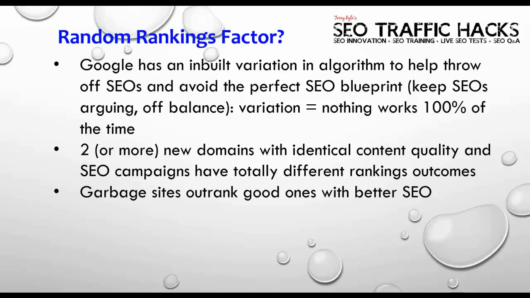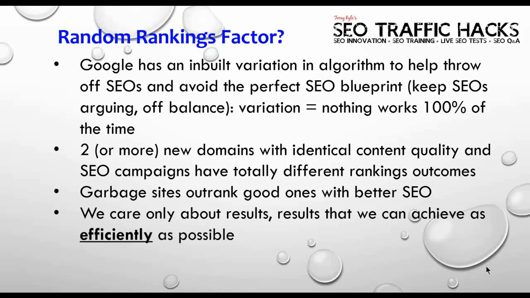I mean, can you imagine the trouble Google would be in if, for example, you listening to this call today were able to fine-tune the perfect blueprint that worked 100% of the time? Within a week or month or 3 months or 6 months, you'd build thousands of websites and basically take over the internet, one person with that blueprint. So I think there's a lot of variation going on just to keep us off balance. But the thing that I care about, and you should probably care about in your SEO, is results, and results that we can achieve as efficiently as possible. And by efficiently, I mean in terms of time, money, energy, expenditure.